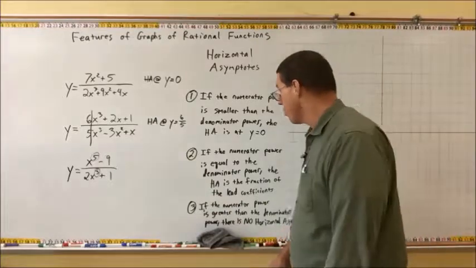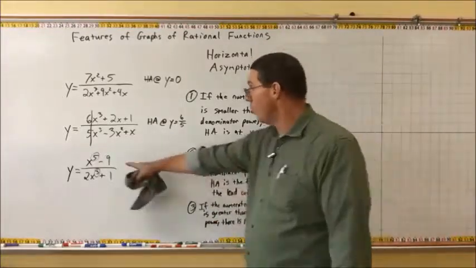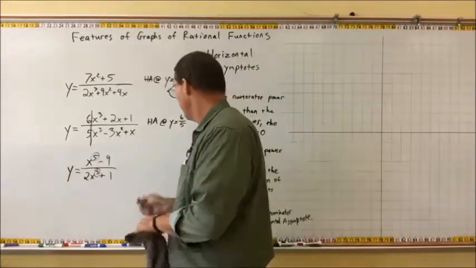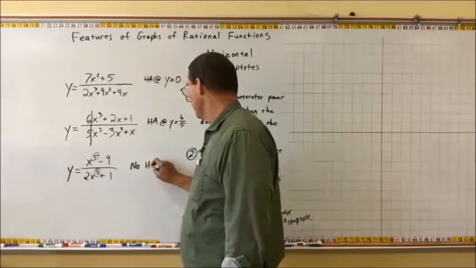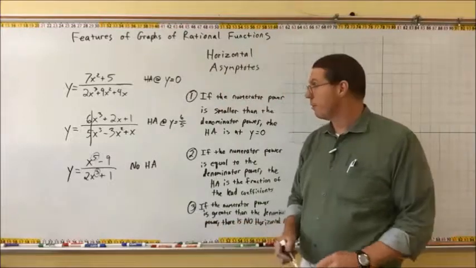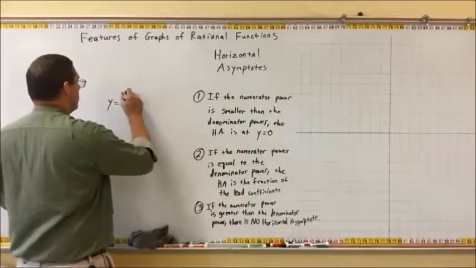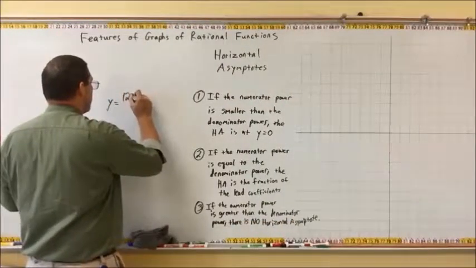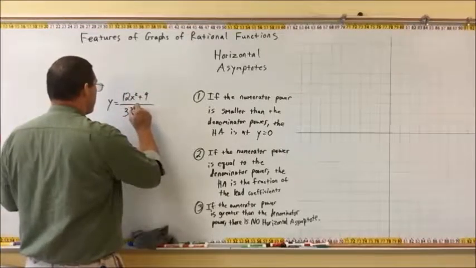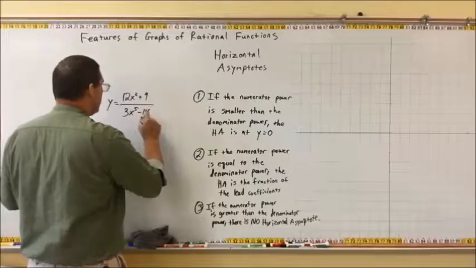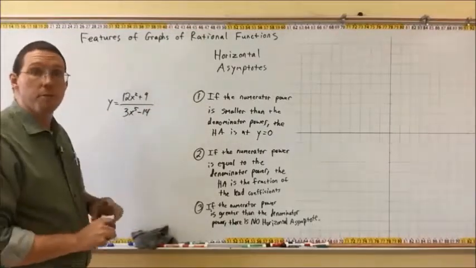Okay? All right, so let's do a couple examples here. So here, there's no horizontal asymptote in this case. There just isn't one. Let's say that we have y is equal to 12x squared plus 9 over 3x to the 5th minus 14. Does this have a horizontal asymptote?